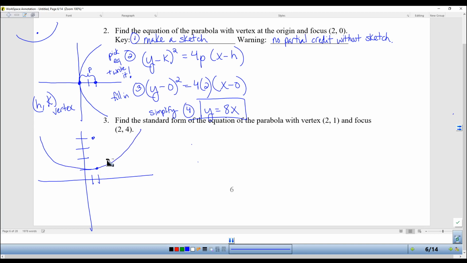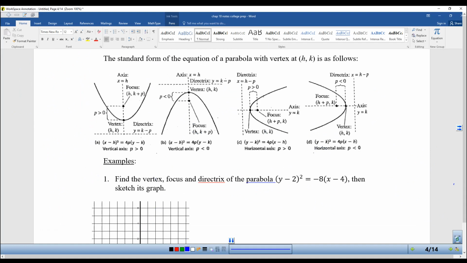Now that I can see that it's an upward parabola, I pick the equation. I don't know if you want to label them A, just because I don't want to keep going back to this page, but if you label them A, B, C, D, you'll know what I'm referring to. So I'm going to pick A because that one goes up.